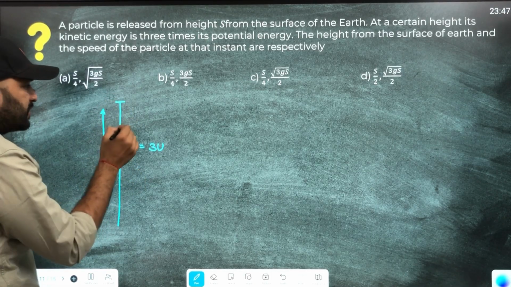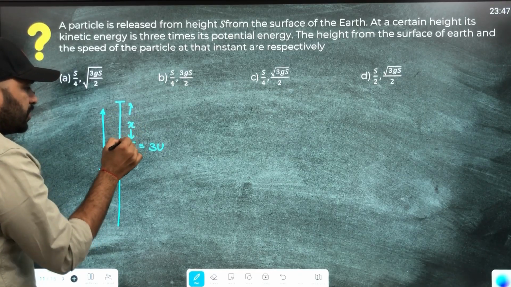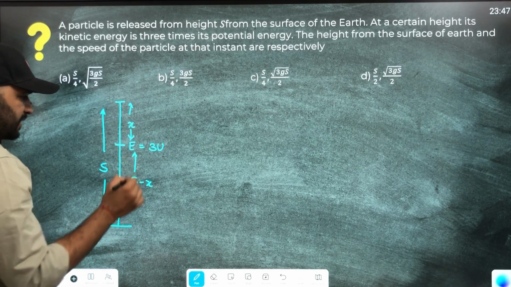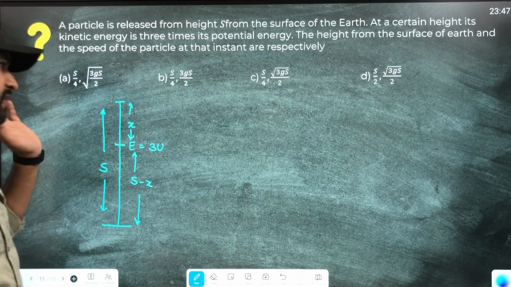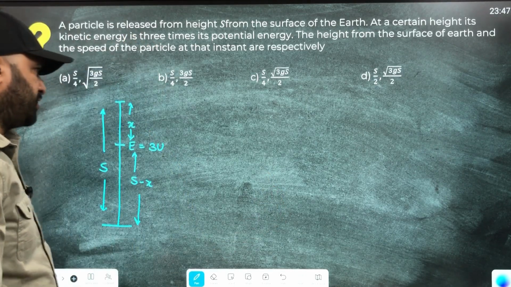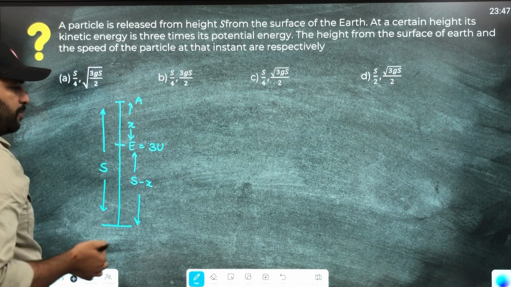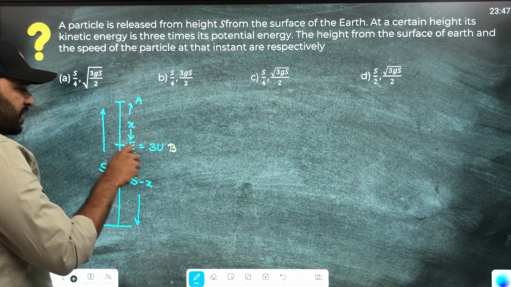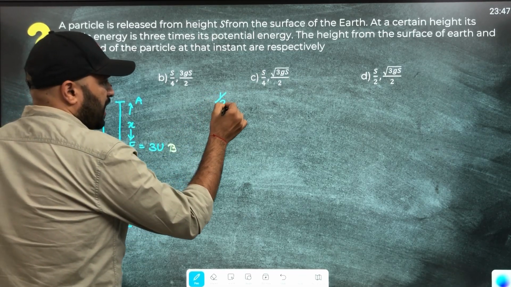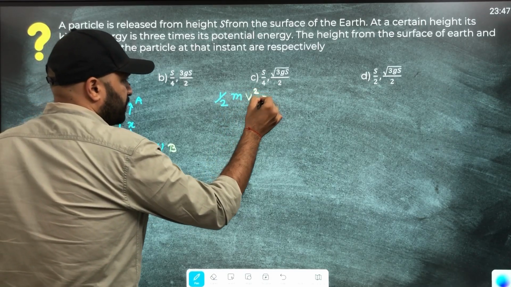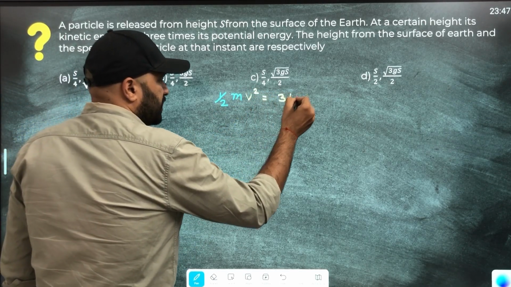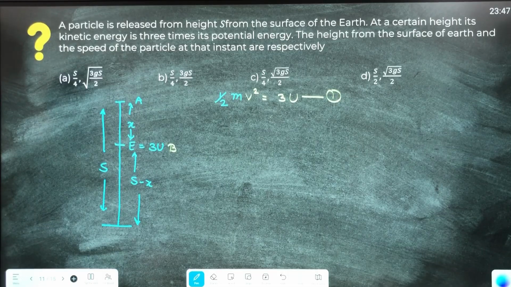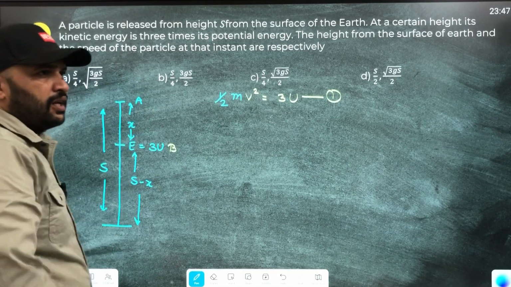Let's assume from here this is x. So what will be this distance? This distance will be s minus x. We have to calculate this s minus x height, and the velocity at this point. Now we know from the law of conservation of energy, the total energy at point A must be equal to the total energy at point B. Clear? So let's first write the first condition. What is the energy at point B? Half m v square must be equal to 3 times the potential energy at point B. This is our first condition, which is given in the problem.